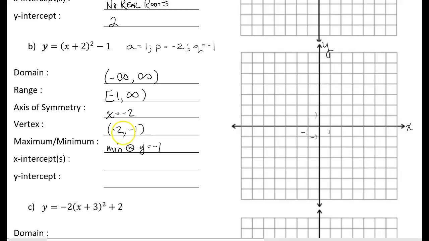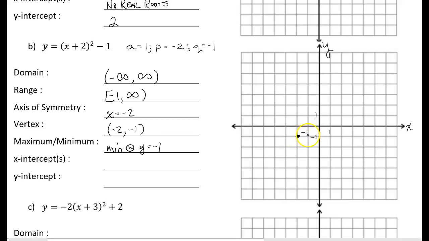So my vertex is at -2, -1. My point there. It is not stretched vertically or horizontally. If you've already started noticing a pattern in our quadratic, you can start putting on points following that pattern. Otherwise, we can talk about plugging in values.